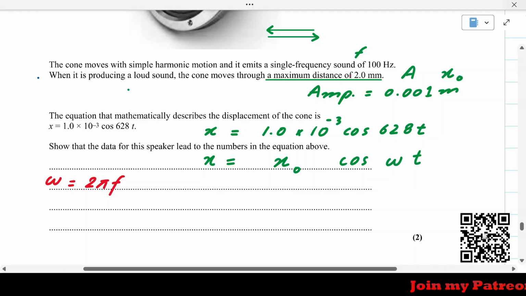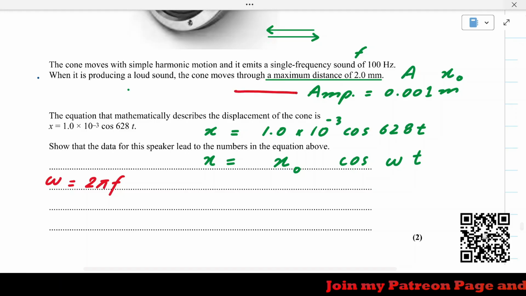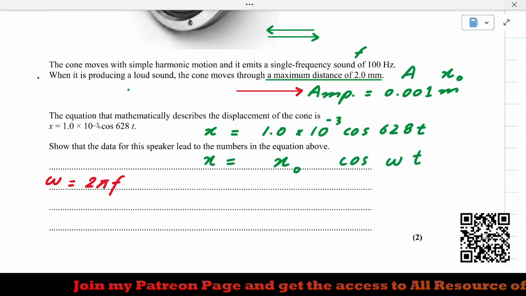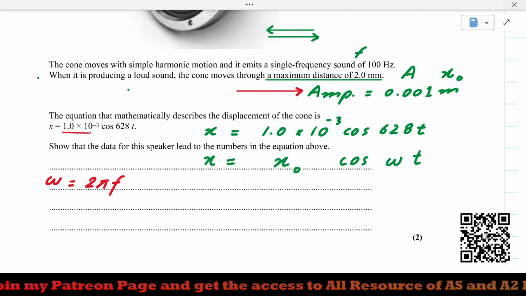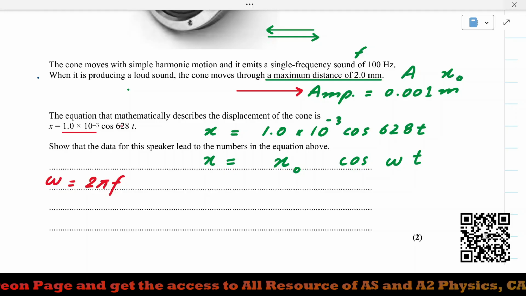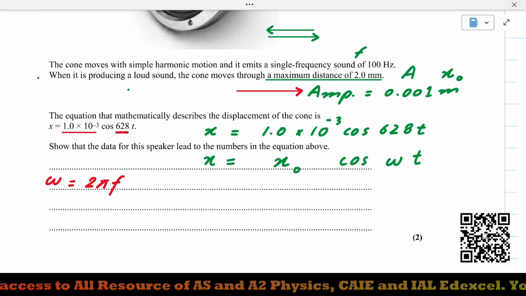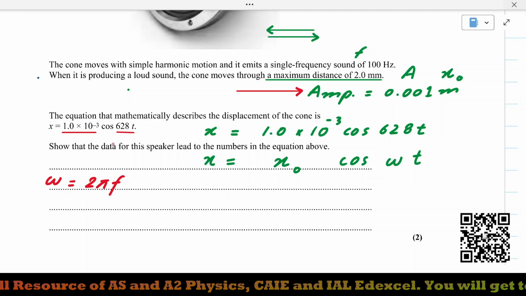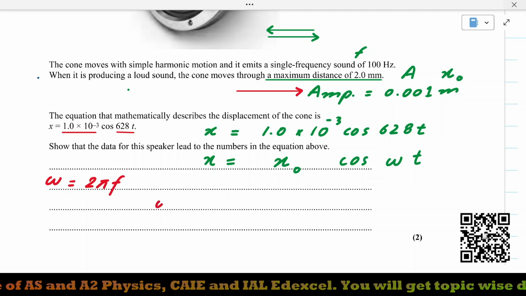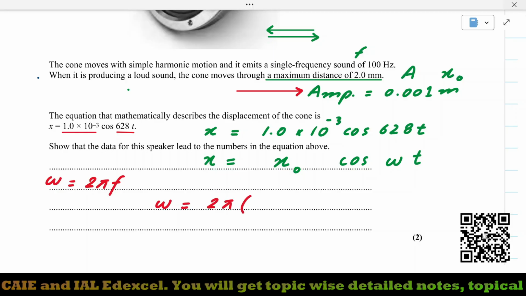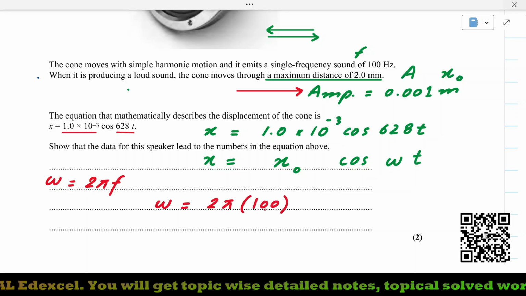So the total distance was 2. It means the amplitude is 1 millimeter or 0.001 or 1 into 10 to the power minus 3. That's why they have written it over here. So omega equals 2 pi f. So omega has to be 628. Let's see if our omega is 628. So 2 into pi into 100.